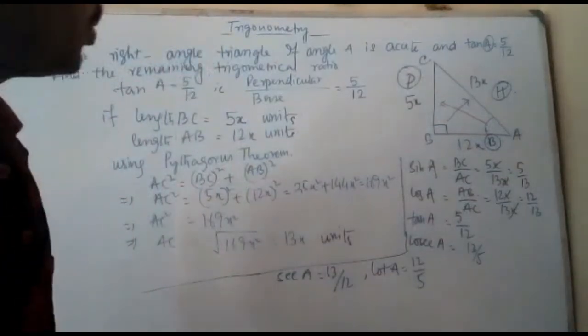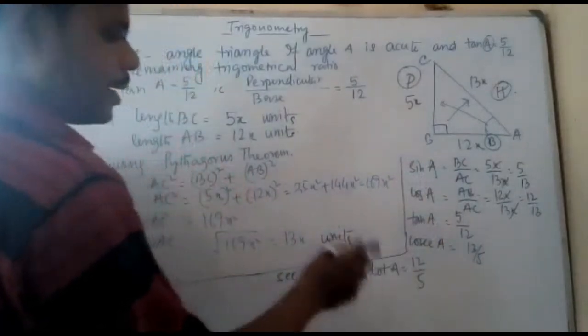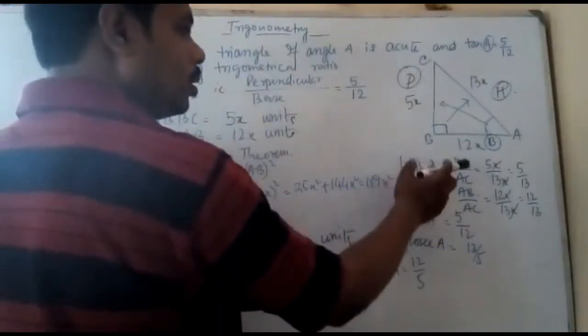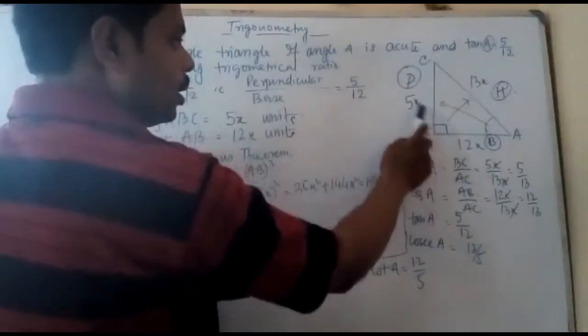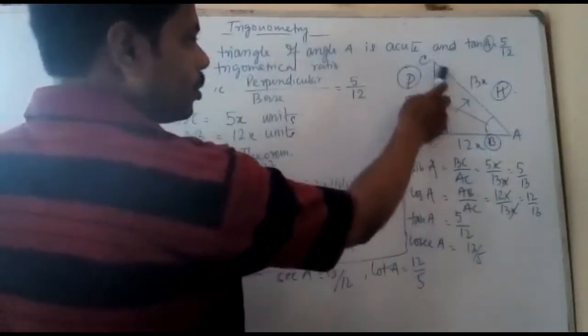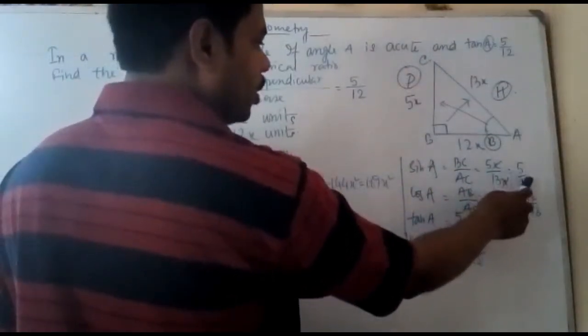So with respect to these values, we have to find out sine, cos, tan, cosec, sec and cot. How will you find out sine? Sine means what? Perpendicular by hypotenuse. So what is perpendicular? That is BC. So BC is 5x and hypotenuse is AC, so put it here 13x. So x will be cancelled. It is 5 by 13.